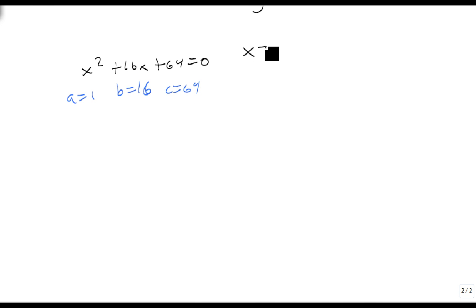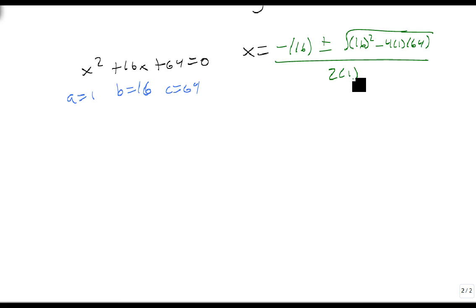One final problem just to finish showing the formula. Suppose we have x squared plus 16x plus 64 equals 0. Well, here, again, a is 1, b is 16 this time, and c is 64. Notice it's already in standard form, so we're ready to go. x equals minus b plus or minus the square root of b squared minus 4 times a times c, all over 2 times a.